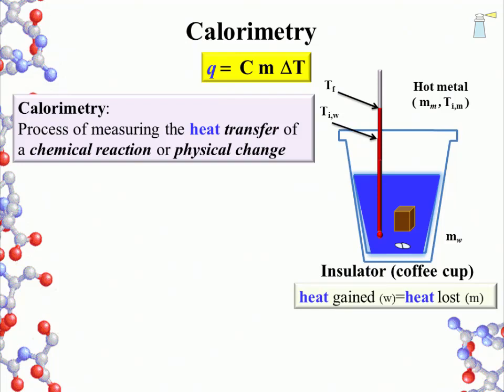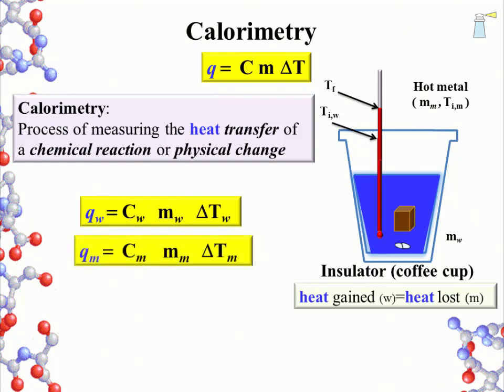We can further explore this with the heat equation. For water, the heat gained is equal to the heat capacity of water times the mass of water in the cup times the increase in temperature due to the transfer. For the unknown metal, the heat lost is equal to the heat capacity of the metal times the mass of the metal times the decrease in temperature due to the transfer. Since the heat gained by the water is equal to the heat lost by the metal, the Q's can be equated. The negative sign on the heat of the metal shows that the heat was lost.